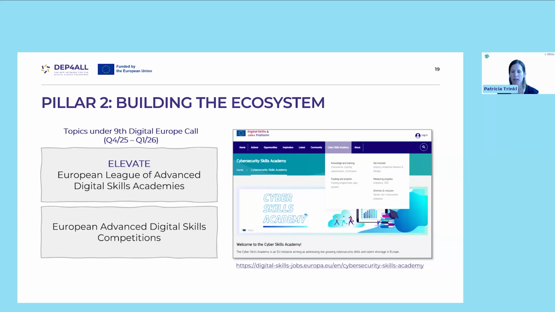There are 6 of them. So this topic is also coordination support actions with 8 million euros available, and 1 project is supposed to be funded.